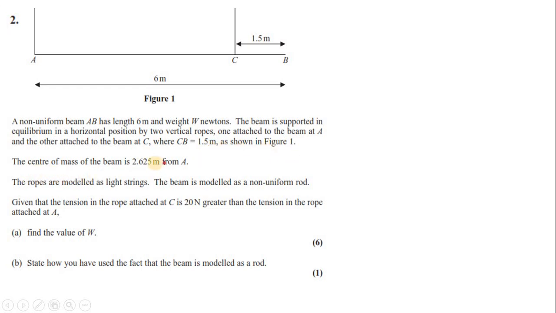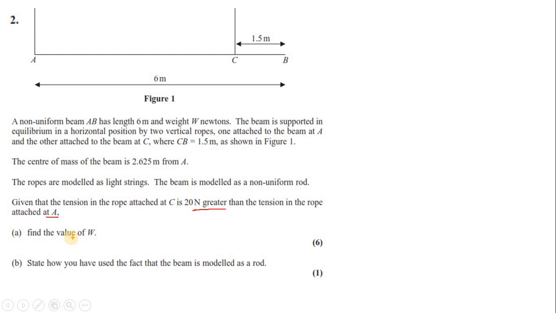The center of mass of the beam is 2.625 meter from A. The ropes are modeled as light strings. The beam is modeled as a non-uniform rod. Given that the tension in the rope attached at C is 20 Newton greater than the tension in the rope attached at A, find the value of W.